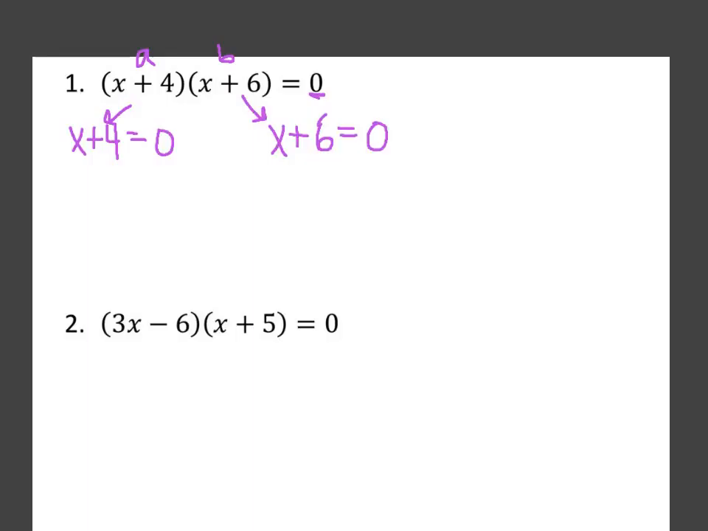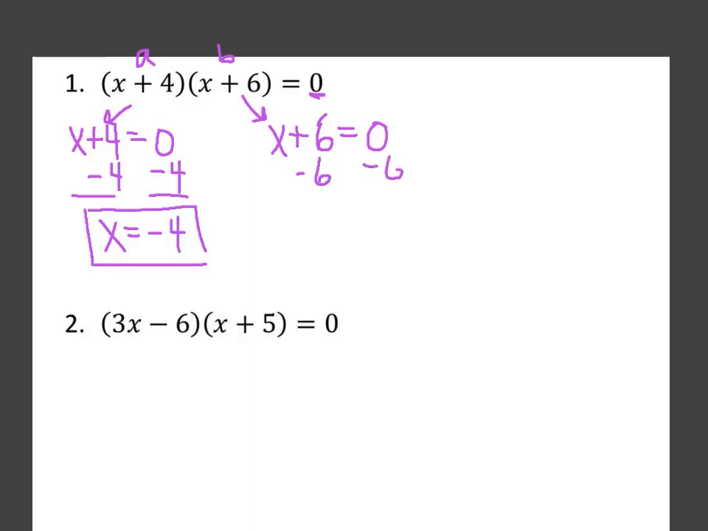So now I'm just going to solve each of these smaller equations. So x plus 4 equals 0. To solve this equation, I would subtract 4 from each side, and I would be left with x equals negative 4. Similarly, if I solve the other equation, I would subtract 6 from each side, and I would be left with x equals negative 6. And these would be my two options: x equals negative 4 or x equals negative 6.